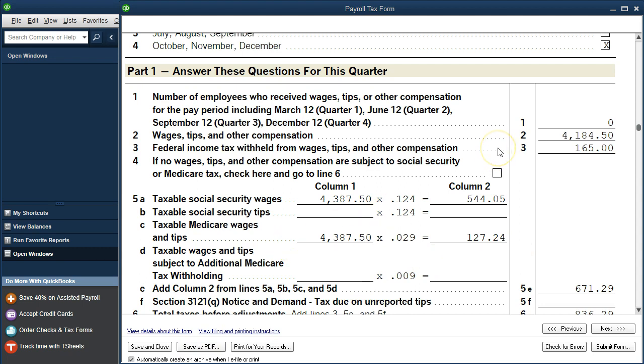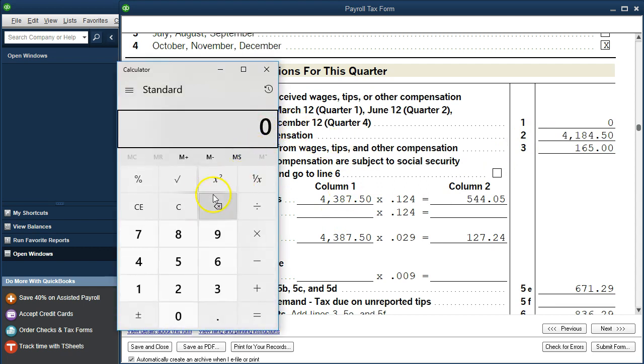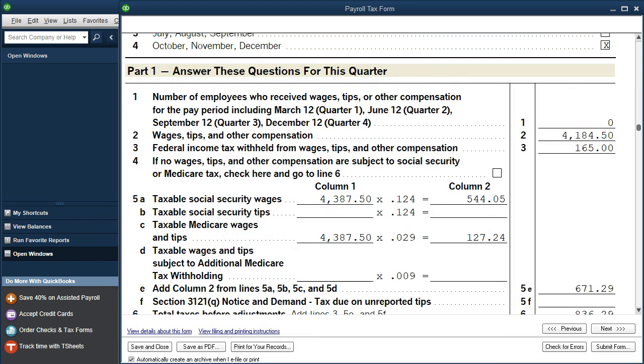Our 941 isn't really affected by the garnishments there. You'll note that we have the 4,184 versus the 4,387. Those are going to be the two wage calculations, and that's going to be equivalent to the one paycheck we have just run. So that's going to be the 4387.5 minus the 4184.5. That's the 401k employee portion.